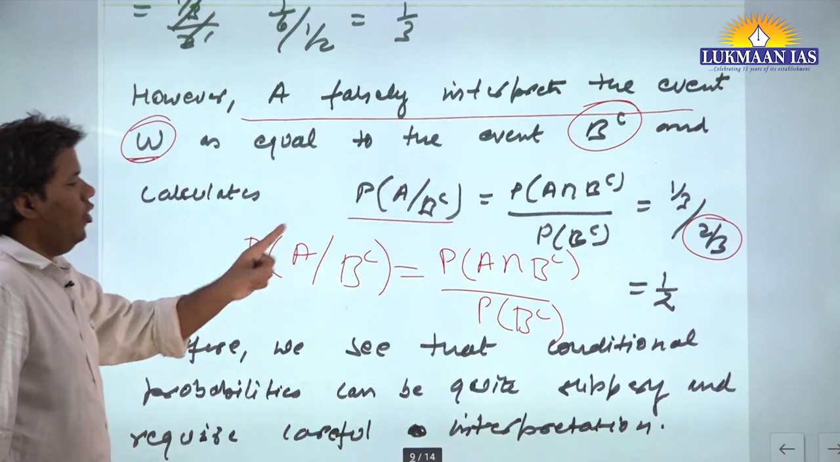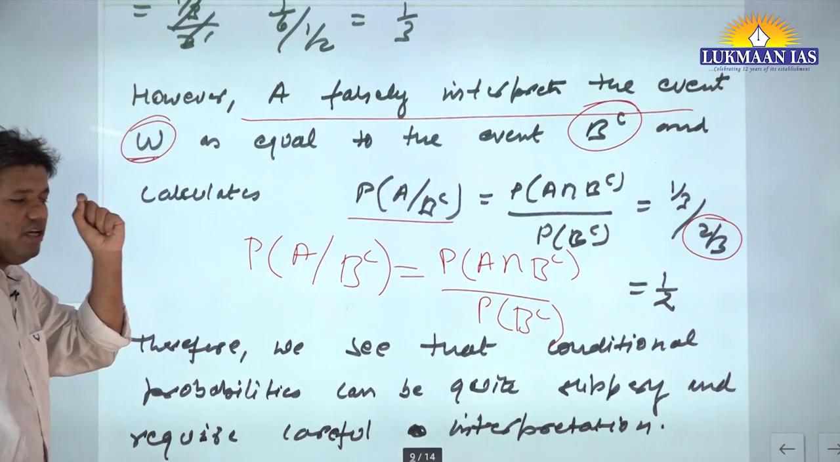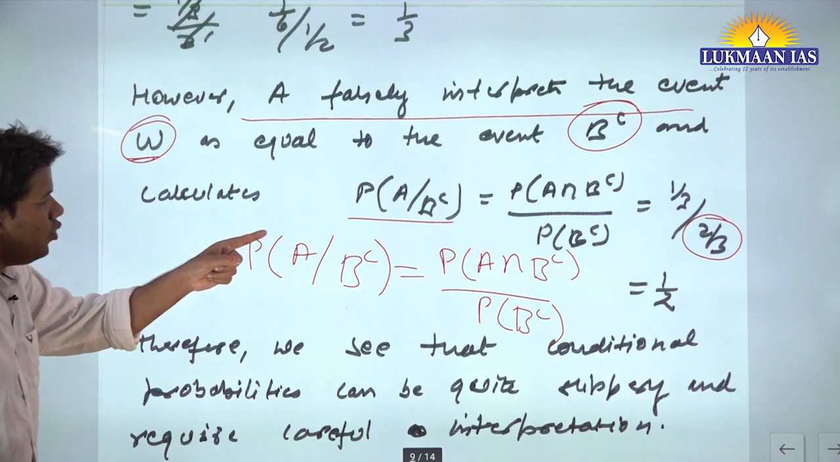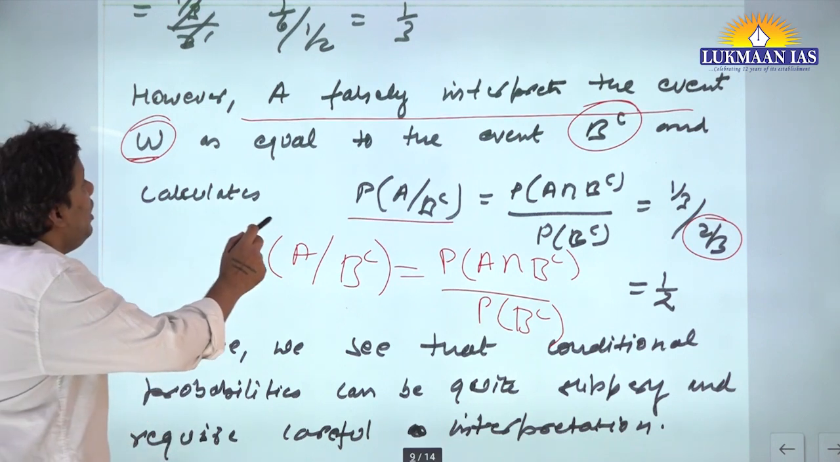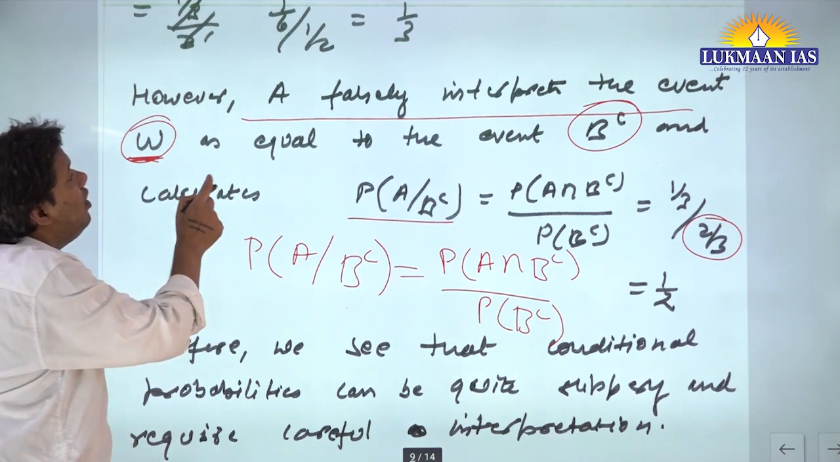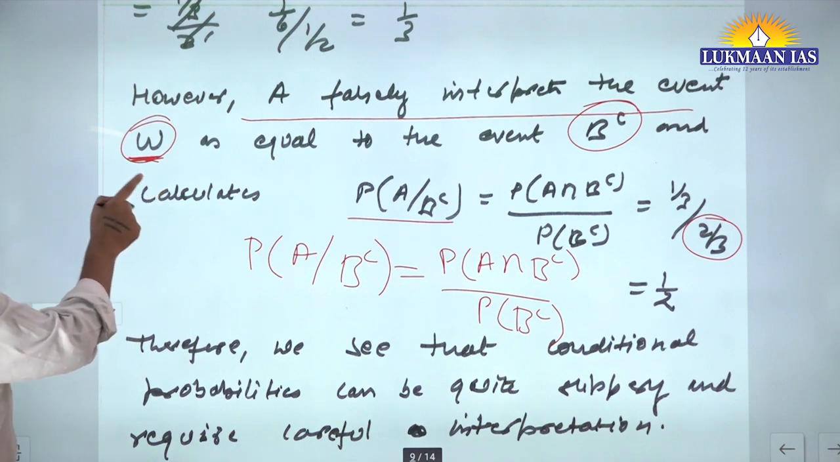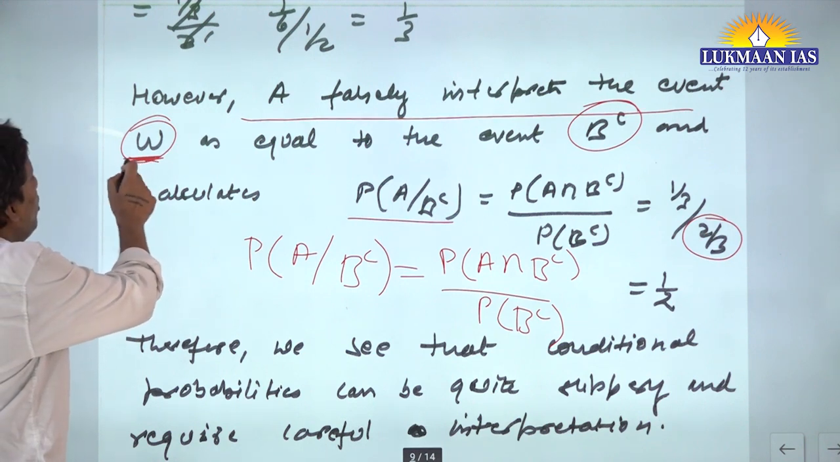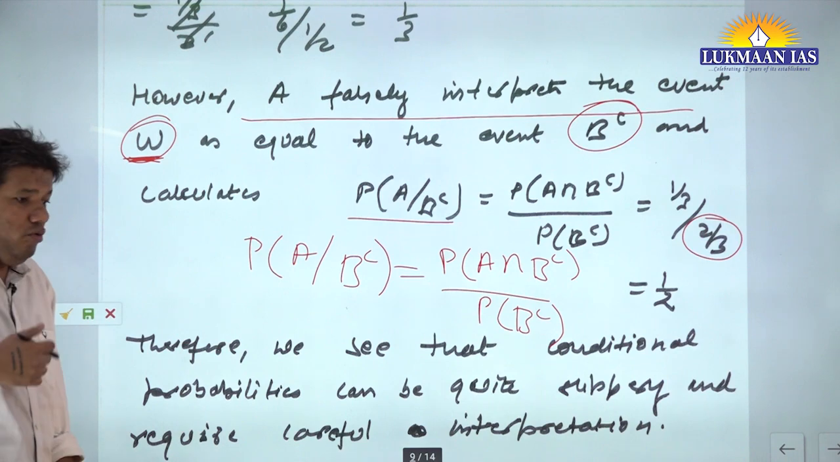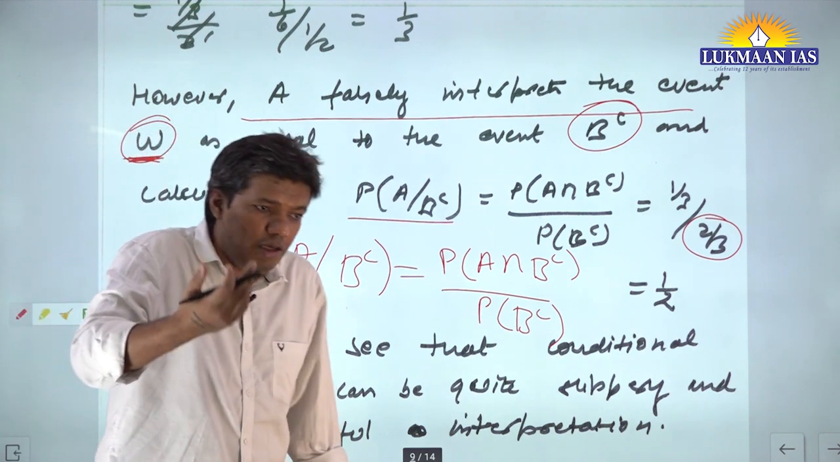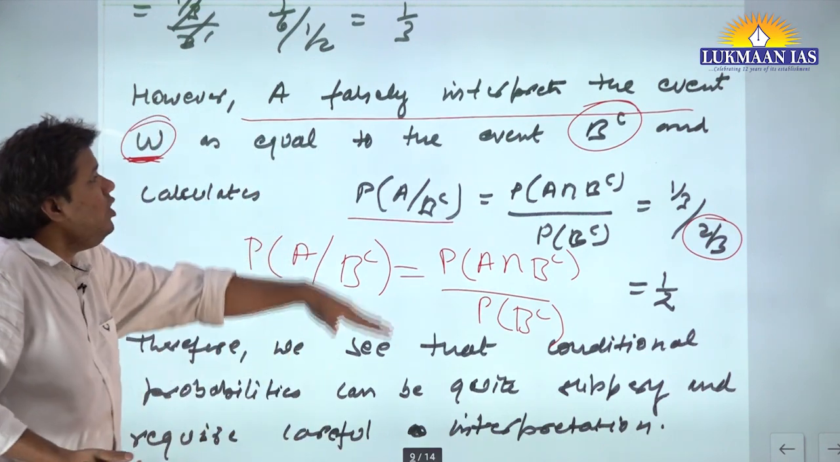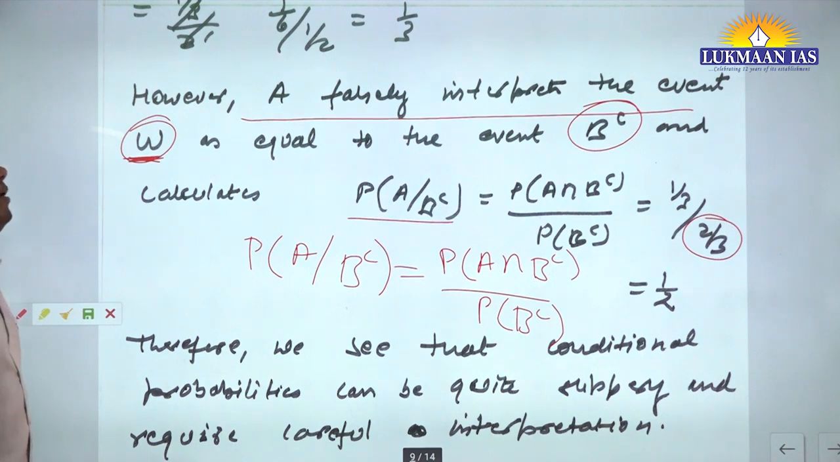So this is the problem. यहीं पे जो A का थिंकिंग है, his thinking went wrong. Why? Because we assume that A falsely interprets the W. You know, W जो था, that B is being executed, equal to the event B complement.